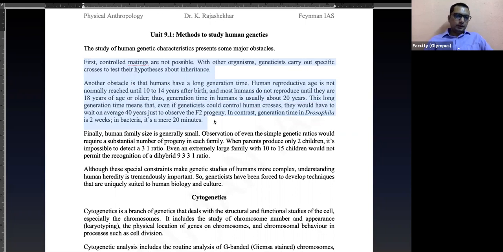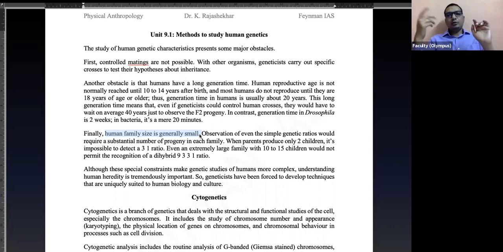Okay, the next point. So we talked about controlled matings not being possible and human long generation time. Third point, human family size is generally small. How many children do we normally have? In olden days, they used to have about 8, 10, 11, 12, a dozen kids. Why? There was the health consideration. Many of those children who were born didn't survive. Correct? So to have at least a few children survive, they have to have enough children. In those days, they used to have 10 children to have 2, 3 children who survive. But today, 2 children, most commonly even one child, has become a common theme.